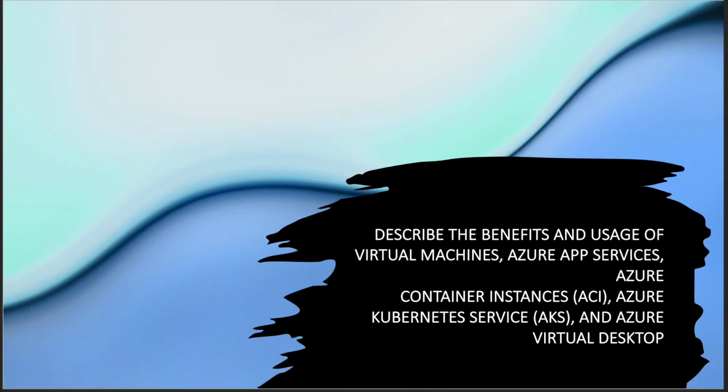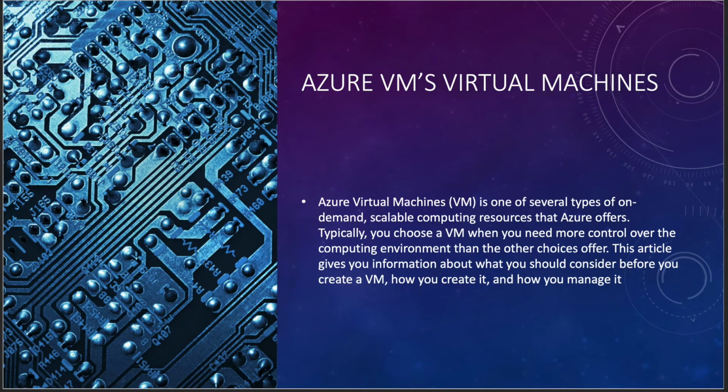We'll talk about some of the benefits and usage of some of the items inside of Azure, a little bit more in depth in terms of what you need to know for this section. It's just to describe the benefits and usage of virtual machines, app services, container services, and other services along the way. The big thing to take away from this one is that Azure virtual machines are basically infrastructure as a service, and these are one of the several types of on-demand scalable computing resources that Azure has.